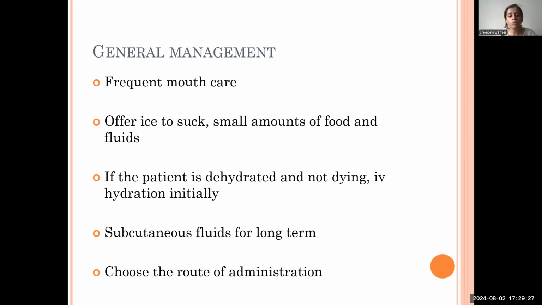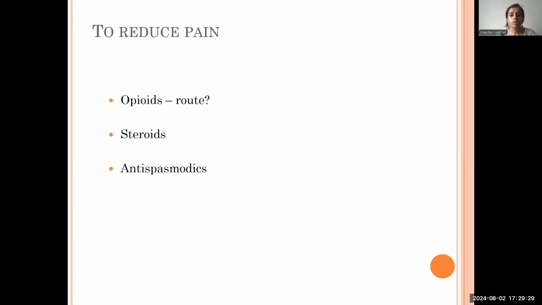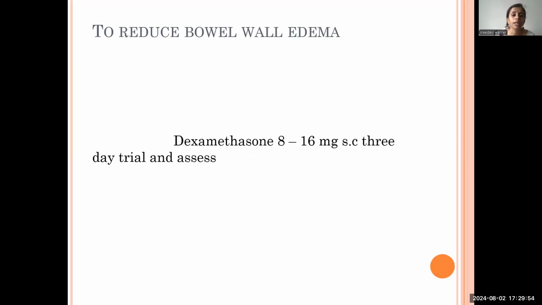So choose the route of administration. The first thing is to reduce the pain. How will we reduce the pain? We can use opioids. But how will we use opioids? They can't swallow. So we have to choose whether it is subcutaneous or IV or rectal or patches or whatever, but not oral. So opioids. Sometimes we use antispasmodics to reduce the cramps, which I'll come to the dose again.